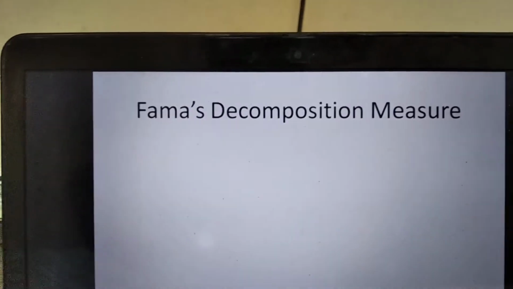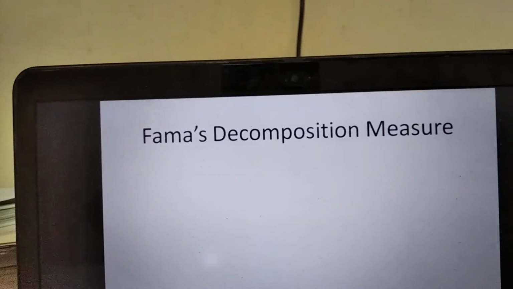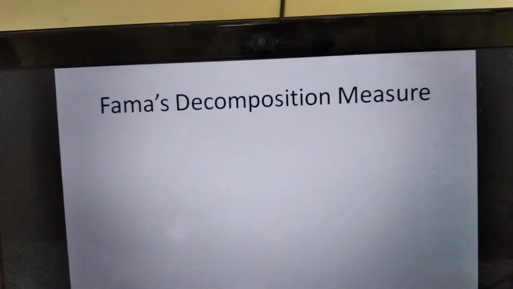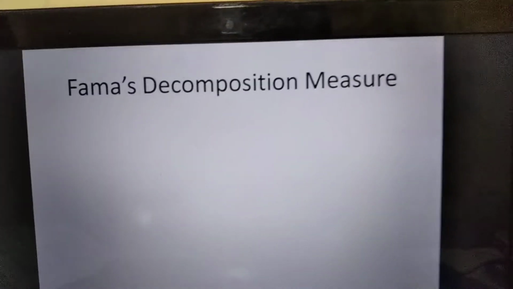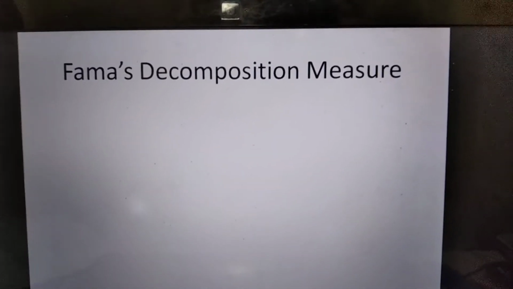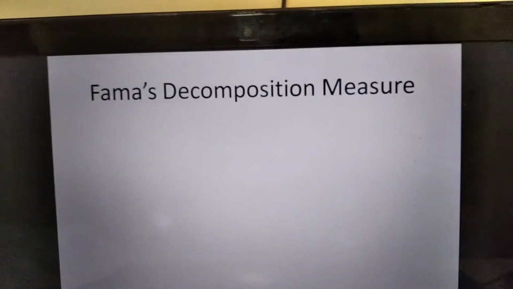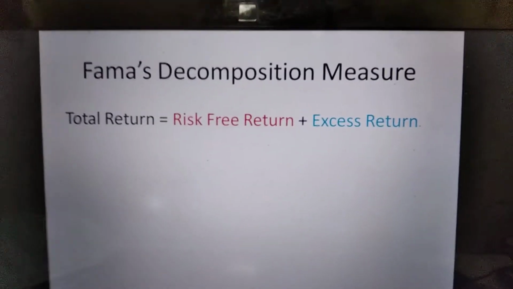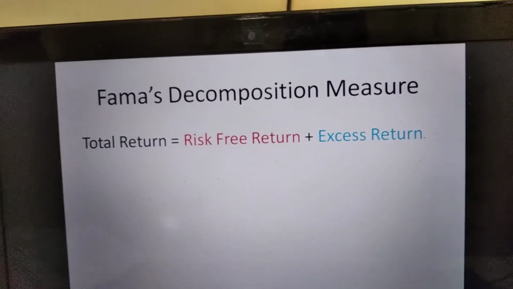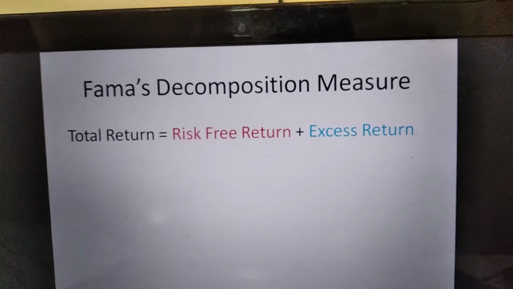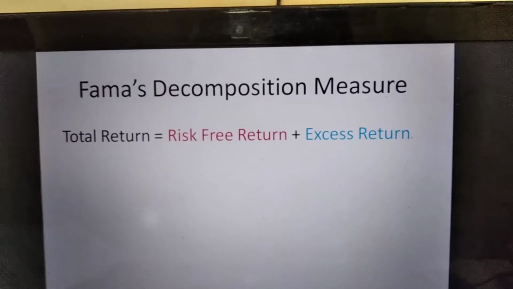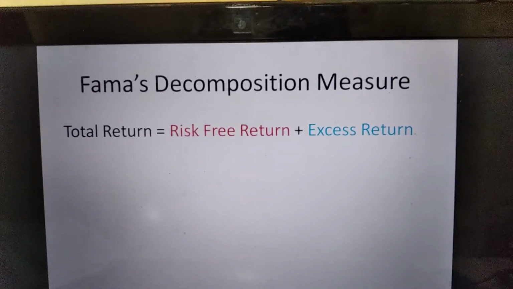Here we will divide the total return into different sources of that return, and we try to identify the overall fund selection ability, the stock selection ability of the fund manager or the portfolio manager. According to Fama, the total return is classified into two: the risk-free return and the excess return. The risk-free return is just a waiting-time return. You are depositing and waiting, and at the end of the period you get that return. That is called the risk-free return.